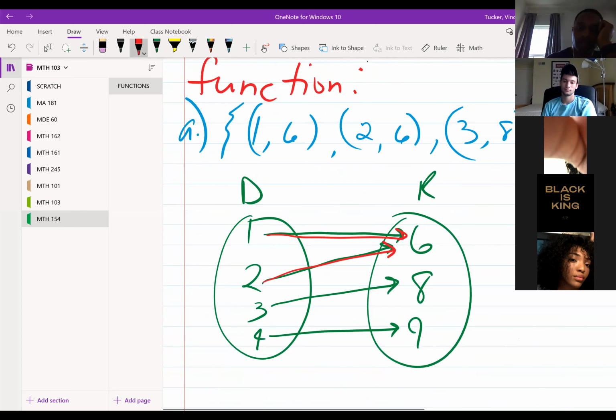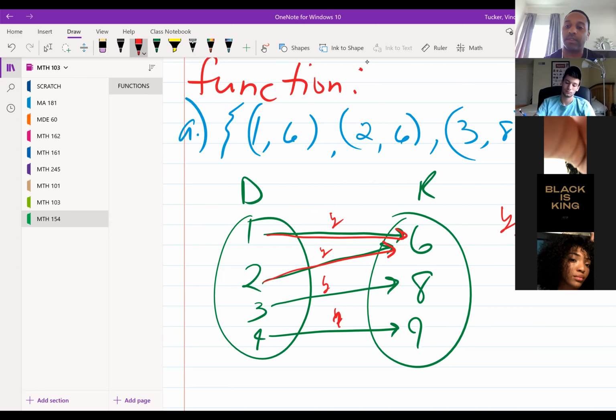So when I look at 1, we're just going to go to each one of the elements in the domain individually. Does the element 1 go to exactly one element in the range? The answer is yes. Does 2 go to exactly one element? The answer is yes. They may go to the same element, but they only go to one individually. So 1 is only going to 6. 1 is not going to 6 and 5. 1 is only going to 6. And does 3 go to one element? Yes. And does 4 go to one element? The answer is yes. So that means it is a function.